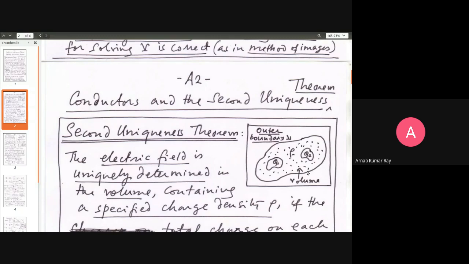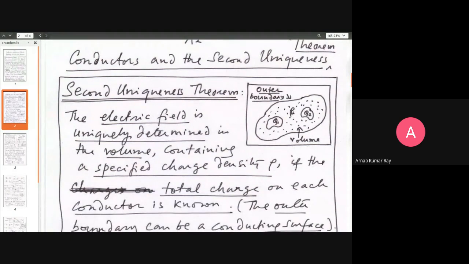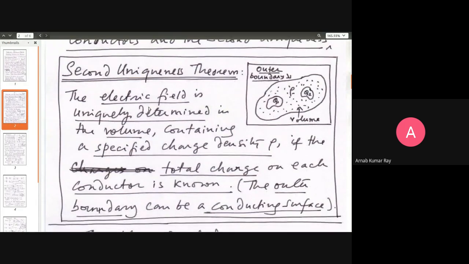So there are two kinds of charges involved over here. One are the isolated point-like charges, and the other is the butter-like continuous distribution of charges. That has got a charge density function rho, and these things have got individual charge values Q1, Q2, etc. So when you have this third injection of charges, isolated grains of charge, point charge, then how does the electric field get affected? The electric field is uniquely determined in a volume containing a specified charge density rho if the total charge on each conductor is known. So the outer boundary can be the conducting surface. This is the second uniqueness theorem.